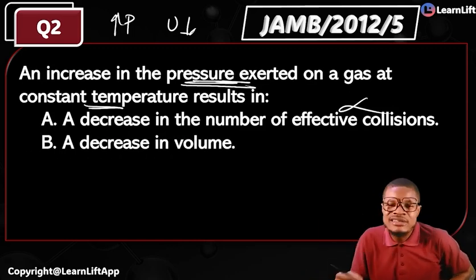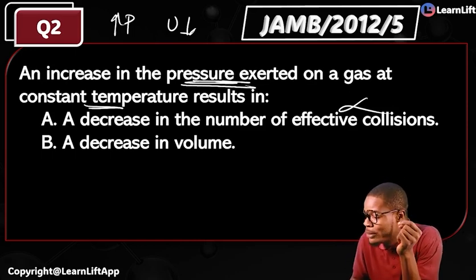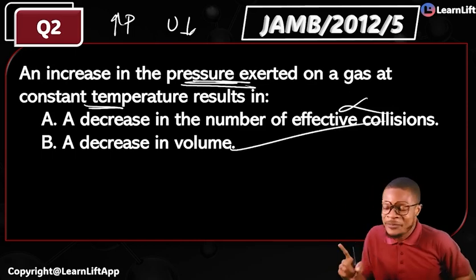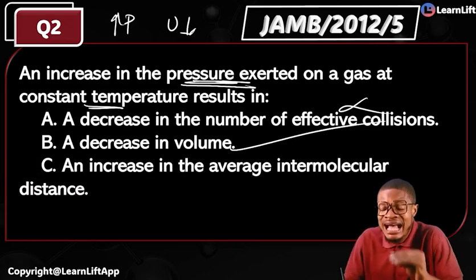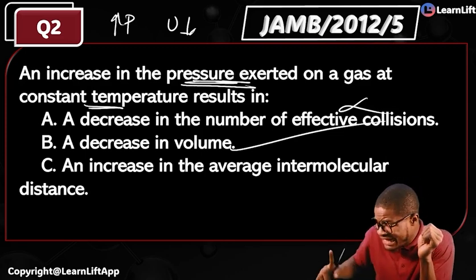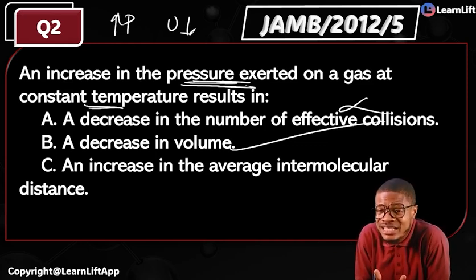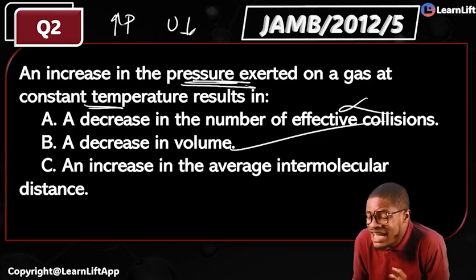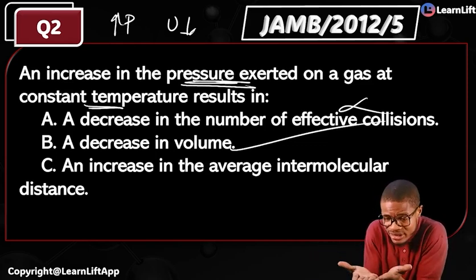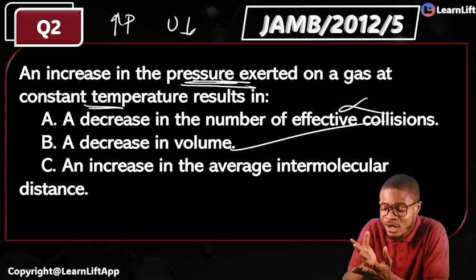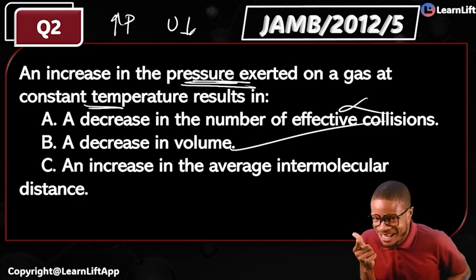Option B says a decrease in volume. If you increase pressure, according to Boyle's law, volume is going to decrease. Making sense. Look at option C. Option C says an increase in the average intermolecular distance. An increase in pressure will decrease the intermolecular distance of the gas. Because intermolecular distance decreases, the density of the gas will increase. Simple. I've explained those things in the previous classes, so just be following me.